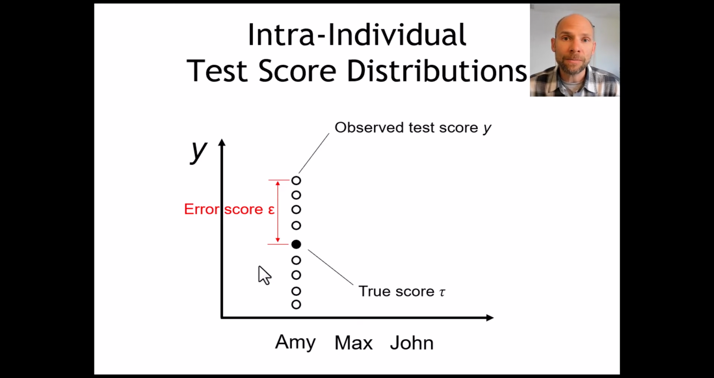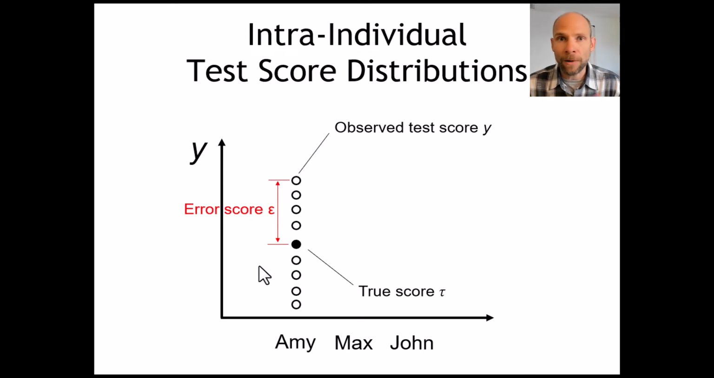So the difference between the observed test score Y and the true score tau is equal to epsilon. Now, of course, this is hypothetical, it's latent, so to say, or unobserved, because we do not know Amy's true score. We would only know Amy's true score if we could actually carry out this thought experiment, which we cannot. In practice, that's impossible.